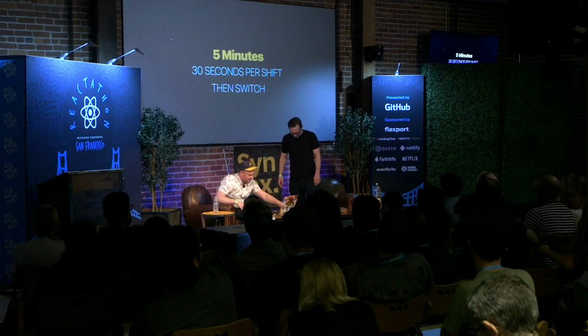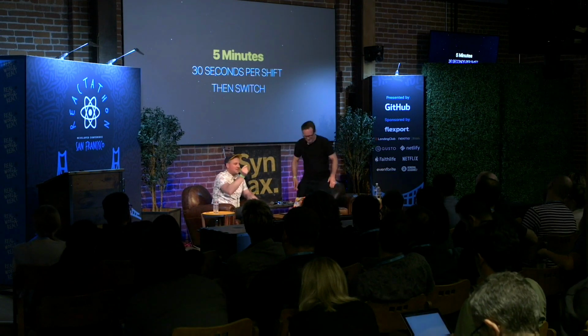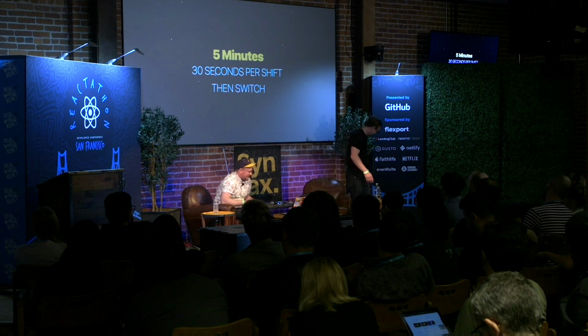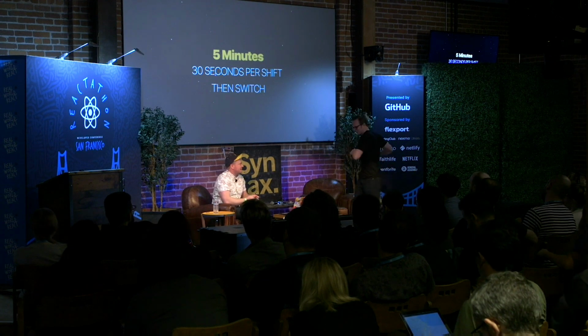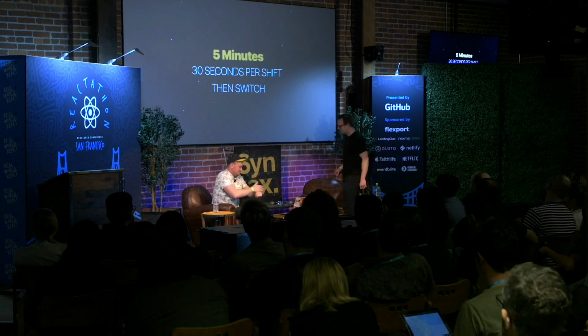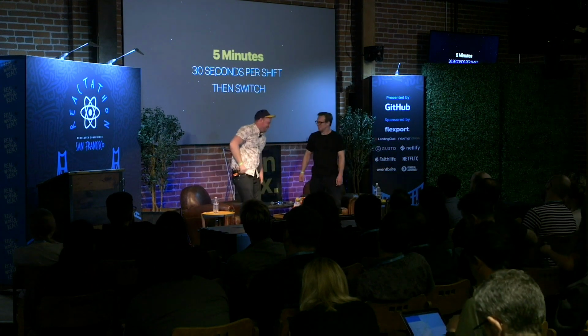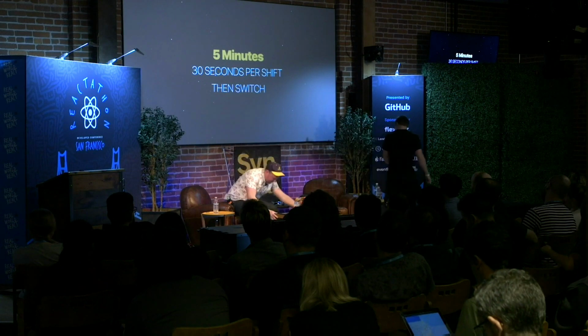So we are going to flip a toonie, which is a $2 coin in Canada. And if it's heads, Scott will start first. If it's tails, I will start first. Tails. Oh, you started. I'm starting. All right.